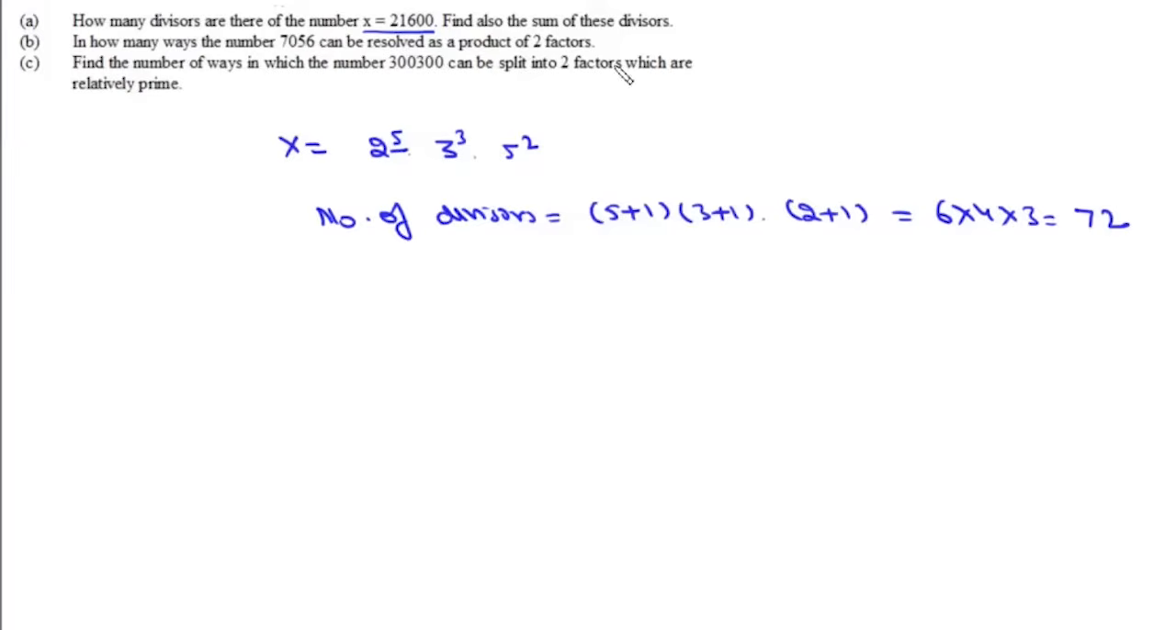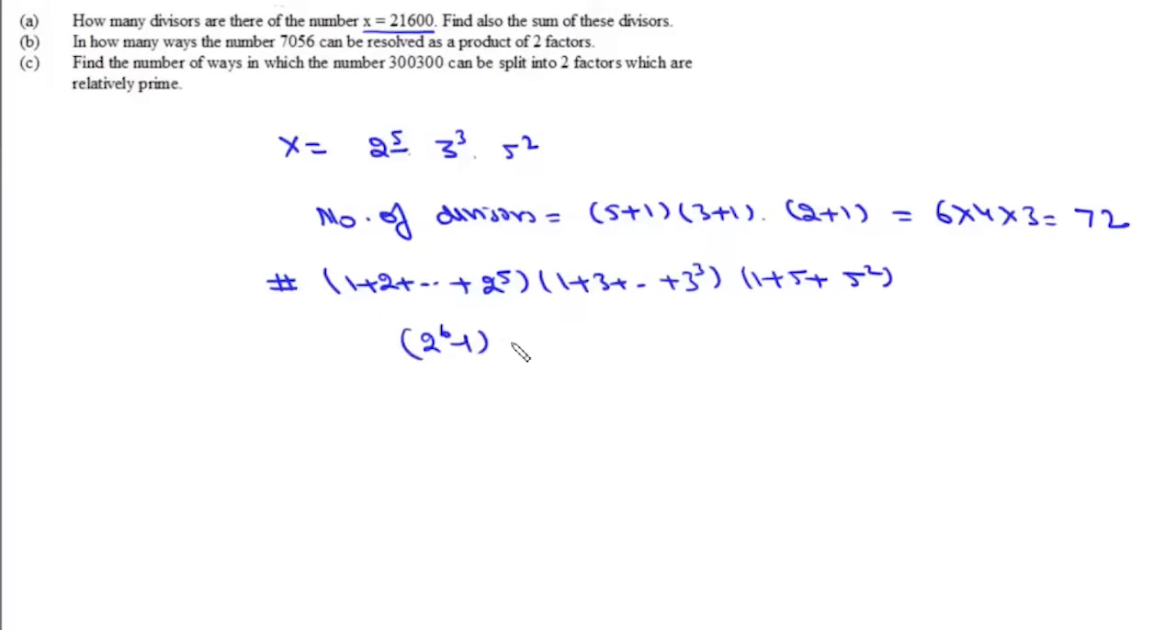Now next, we need to find the sum of these divisors. Now we know that the sum of these divisors is given by 1 plus 2 up to 2 to the power 5, 1 plus 3 up to 3 cube, and then 1 plus 5 plus 5 square. Now this is 2 to the power of 6 minus 1, it is 3 to the power of 4 minus 1 divided by 2 into, this is 25 plus 5, 30, 30 plus 1 is 31. So it will be 78120. So the sum of all these divisors will be 78120, and that's your part A.